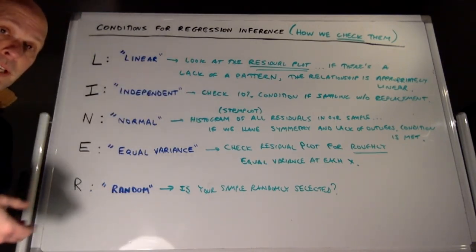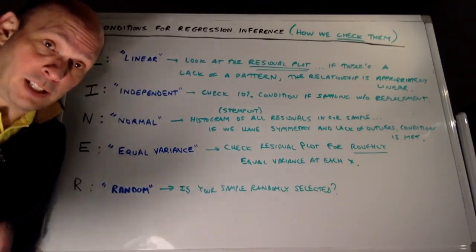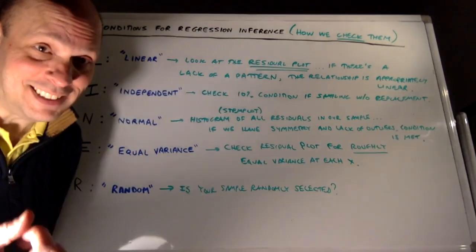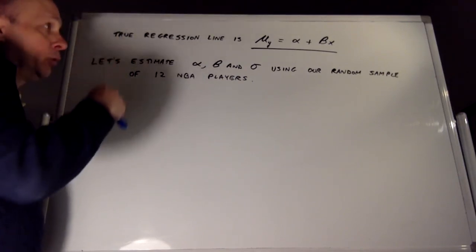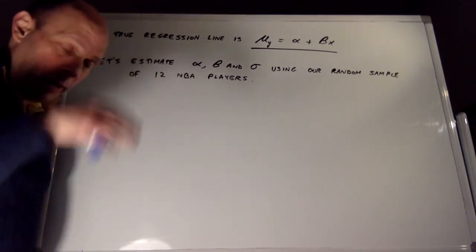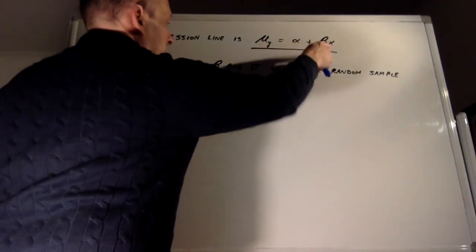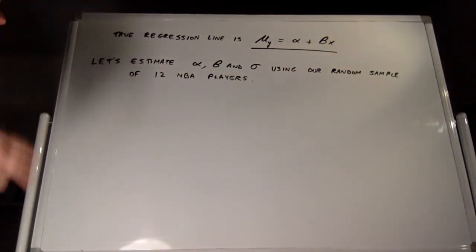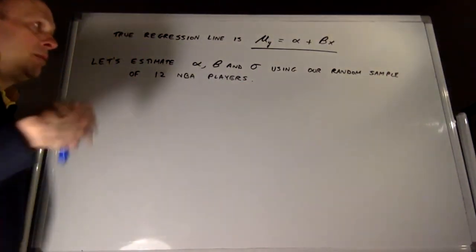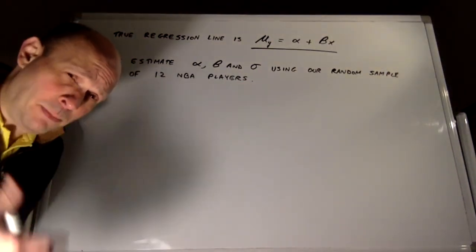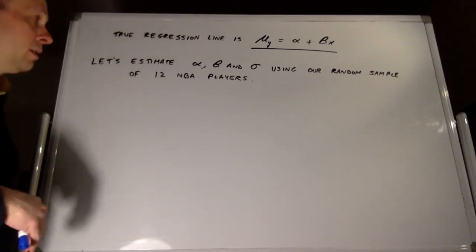basketball players. So I took a random sample, you've printed it out, and let's use it to estimate what this true regression line might be. So that's coming your way next. All right, so as we said, the true regression line for, let's say, all 162 NBA players in our massive list is going to be mu y equals alpha plus beta x. So what I want to do is estimate alpha, estimate beta, and also estimate sigma using our random sample of 12 NBA players. So I randomly sampled 12. You've printed out that sample of 12. And I want to estimate those three things.